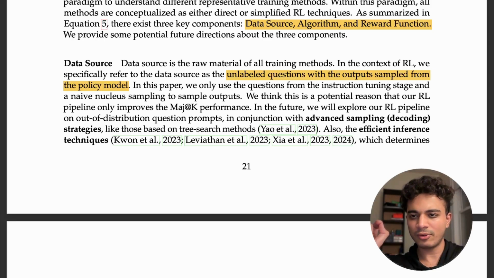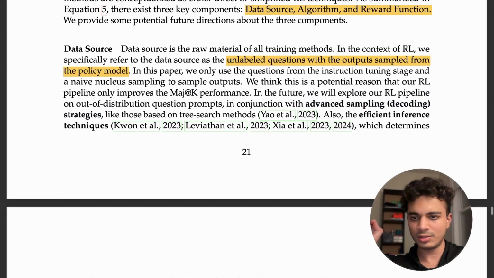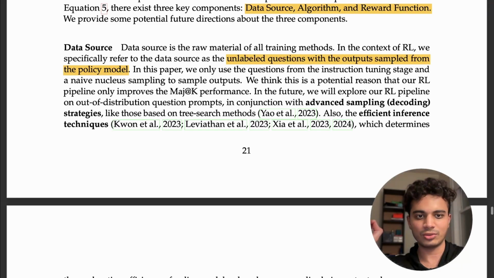This is a potential reason for the RL pipeline only improving this performance. Okay, in future we will explore. So that future discussion is that they want to explore this in conjunction with advanced sampling and decoding strategies. Hmm, interesting. With efficient inference techniques. Okay, that's good.